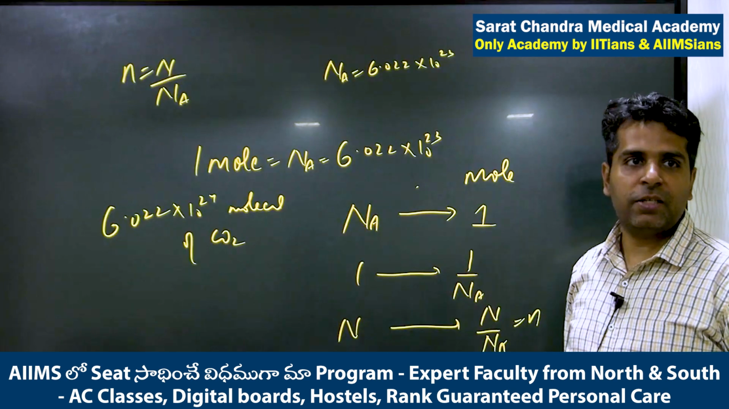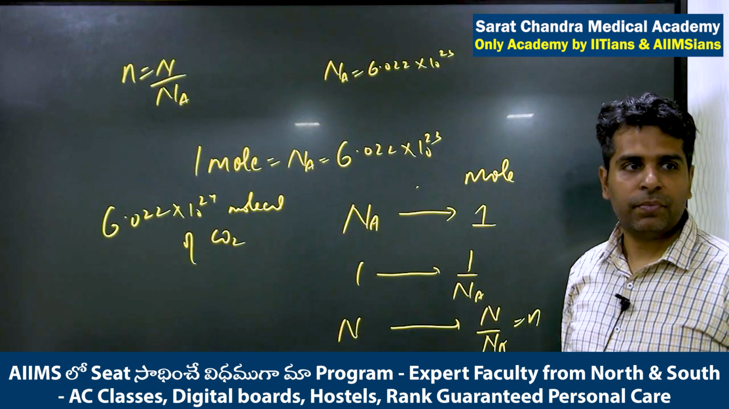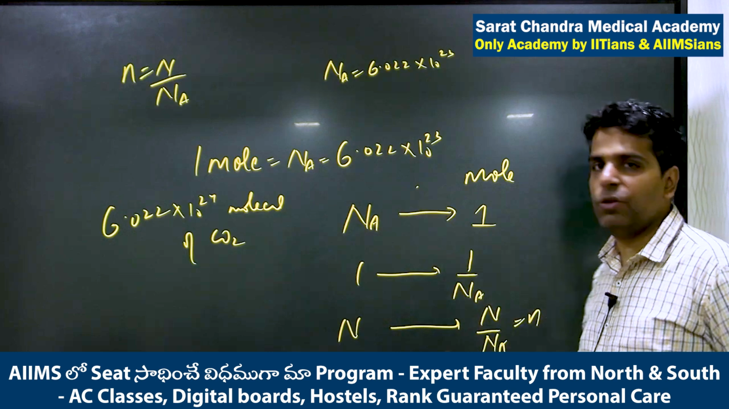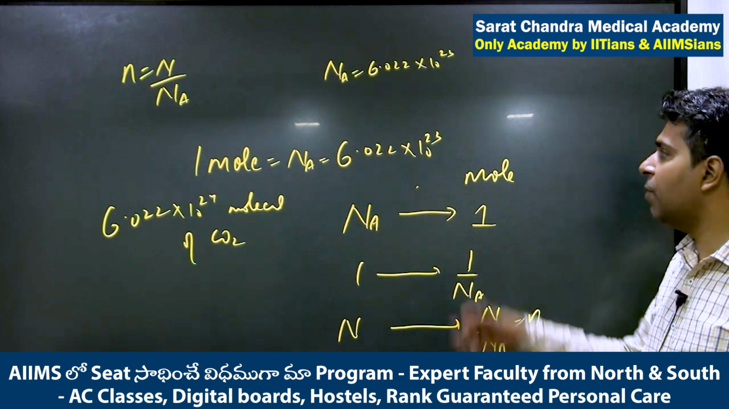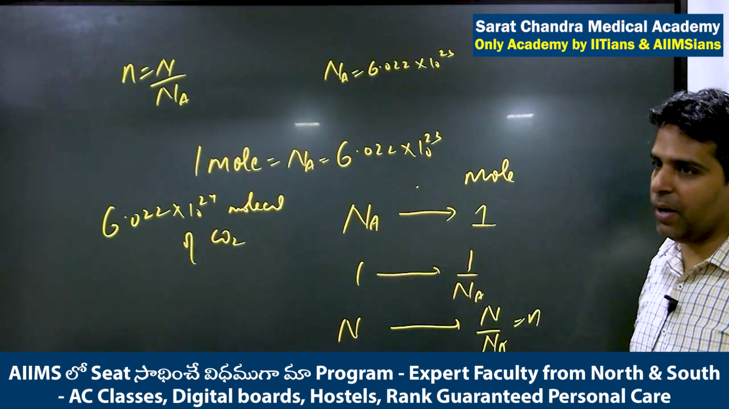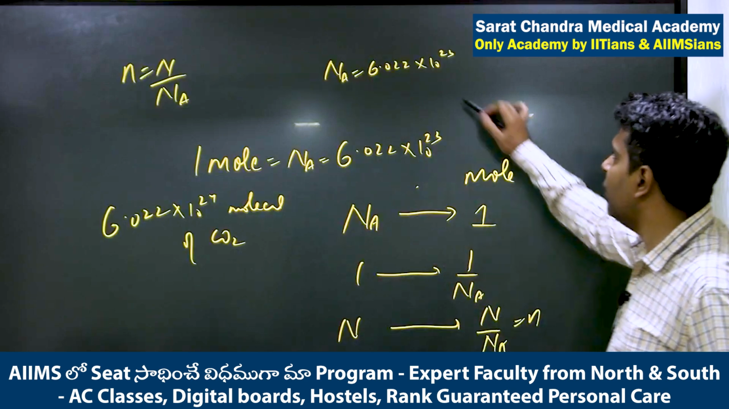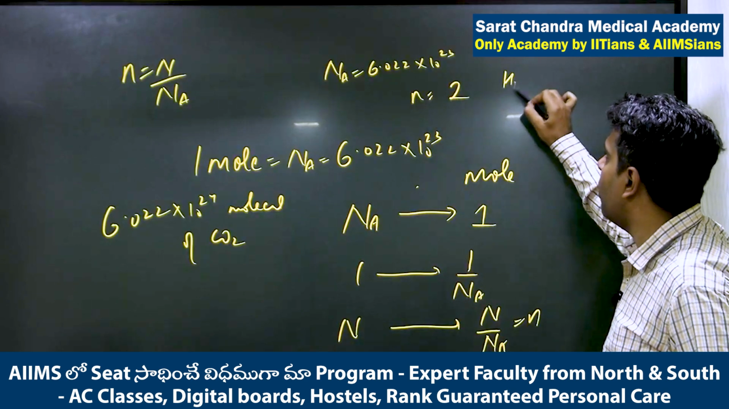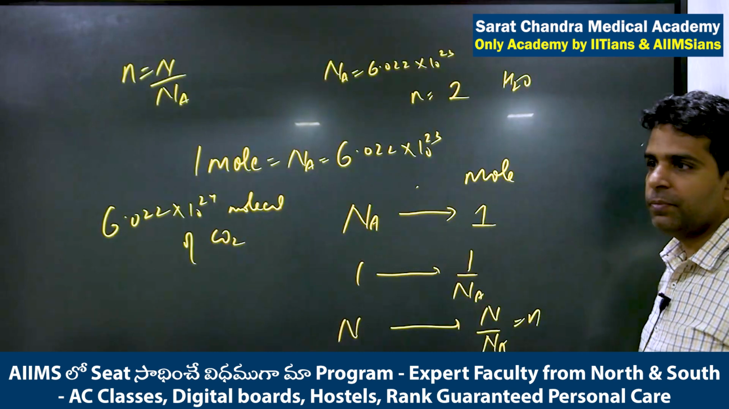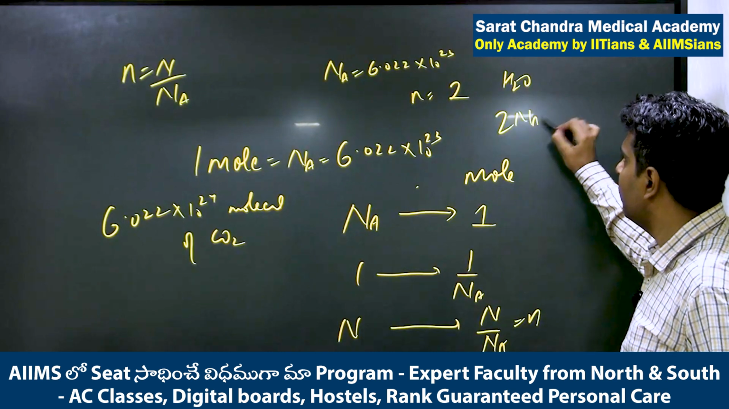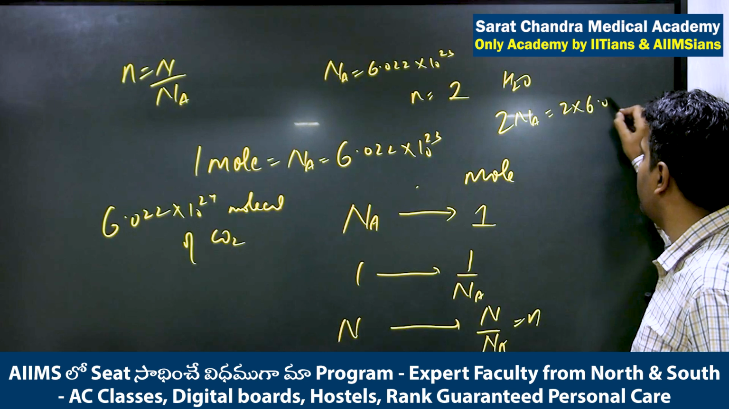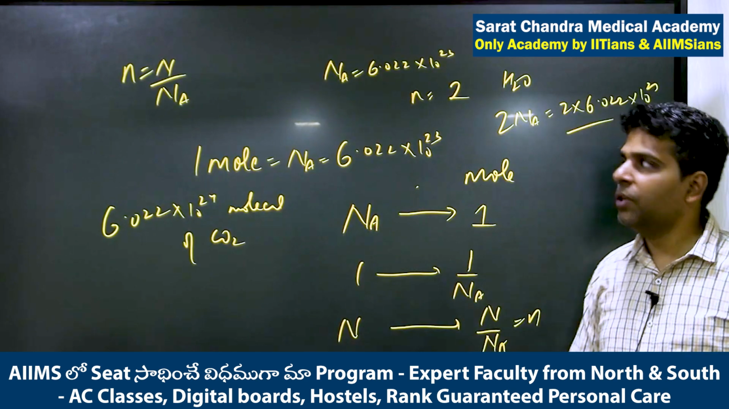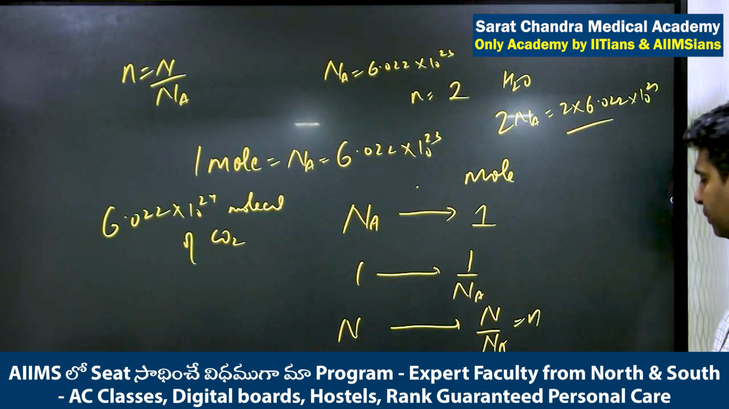So any doubts in these type of questions? So these questions are based on this formula. From number of particles you are calculating number of moles, and from number of moles you can calculate number of particles also. Like suppose there are 2 moles of water. So how many water molecules will be there? 2 Na. Or you can write down 2 into 6.022 into 10 to the power 23. That's it. So it is based on this formula.